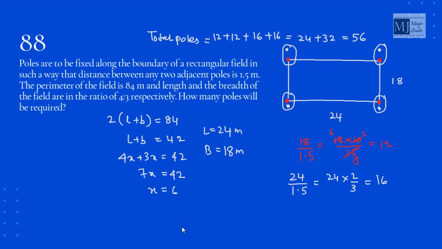Isn't it? Here we can have 12 poles. This is 1, 2, 3, 4, 5, 6, 7, 8, 9, 10, 11, 12. And again here we can have 16 poles, including these two. These 4 poles are counted twice. So minus 4, 52 poles.